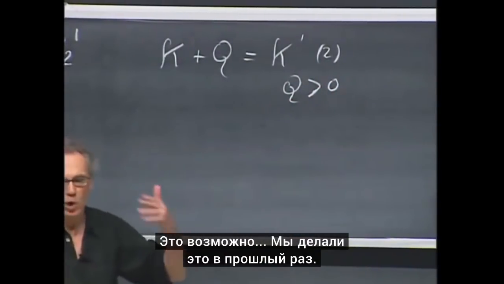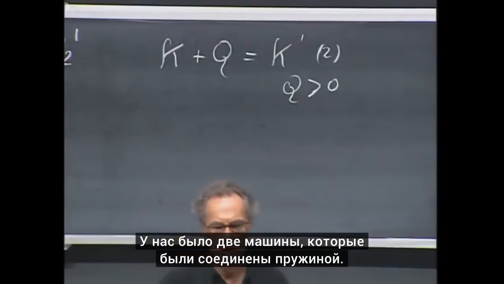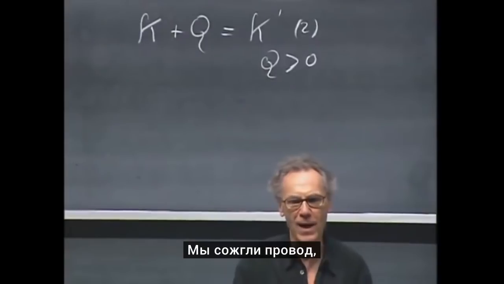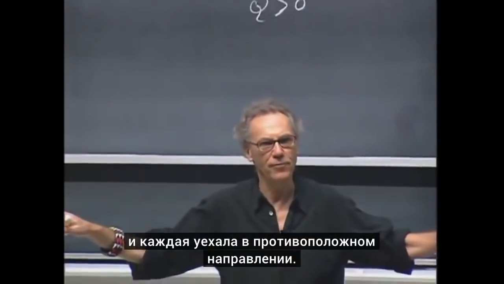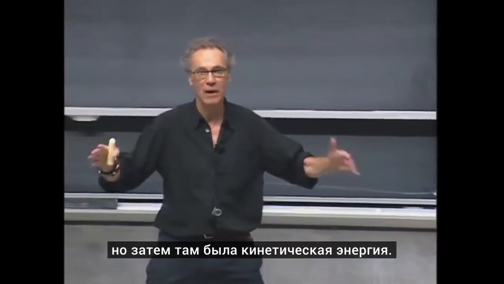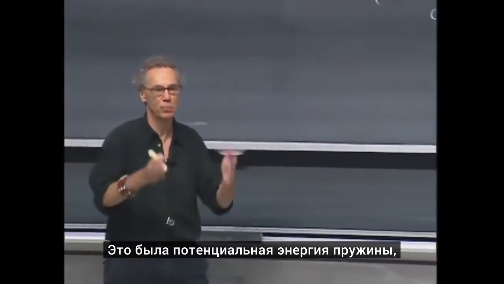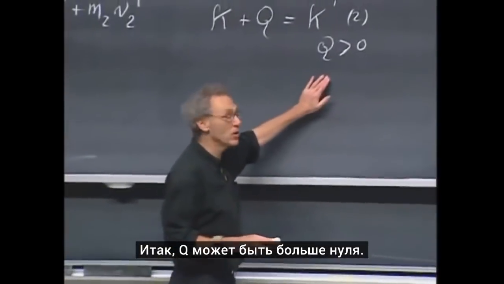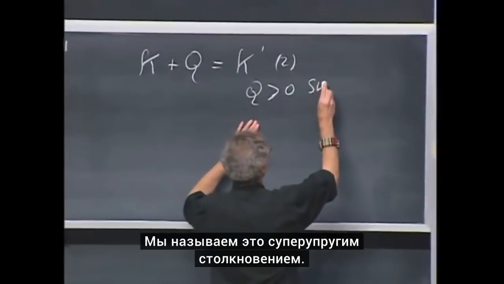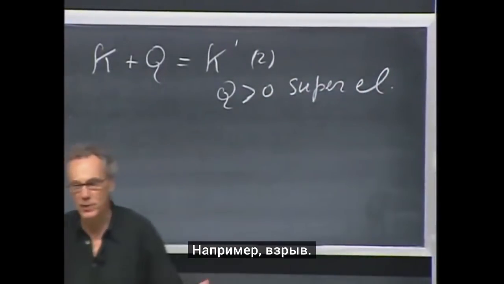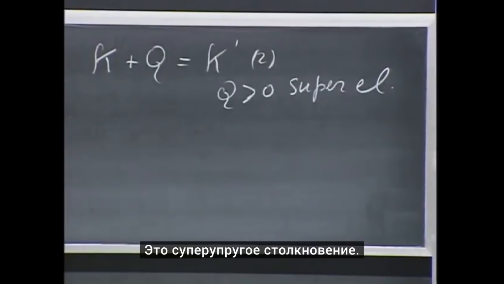If q is larger than 0, then you have gained kinetic energy. That is possible. We did that last time. We had two cars which were connected by a spring, and we burned the wire, and each went off in the opposite direction. There was no kinetic energy before, if you want to call it a collision, but there was kinetic energy afterwards. That was the potential energy of the spring that was converted into kinetic energy. So q can be larger than 0. We call that a super elastic collision. Could be an explosion. That's a super elastic collision.